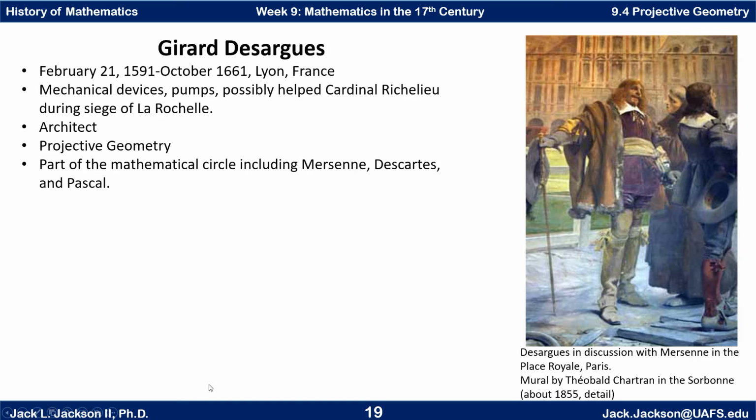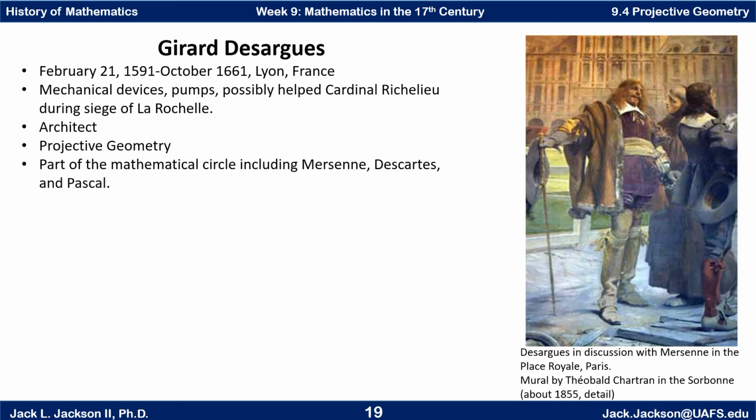So just a few little biographical things about Desargues here. He was born in 1591 and died in 1661. He lived most of his life in Lyon, France. His mechanical devices include some pumps. He possibly helped Cardinal Richelieu during the siege of La Rochelle. He worked some as an architect, and of course, as we've said, his big thing was he worked in projective geometry.